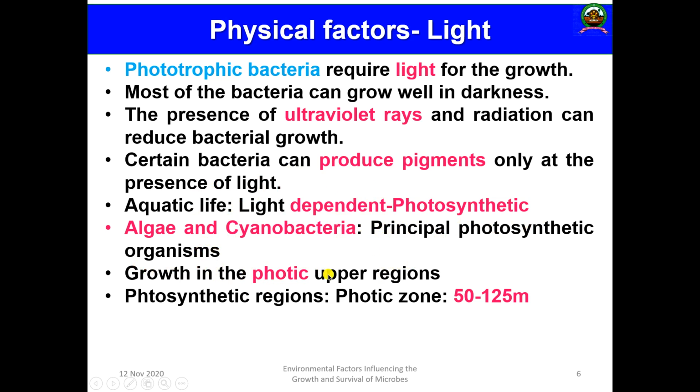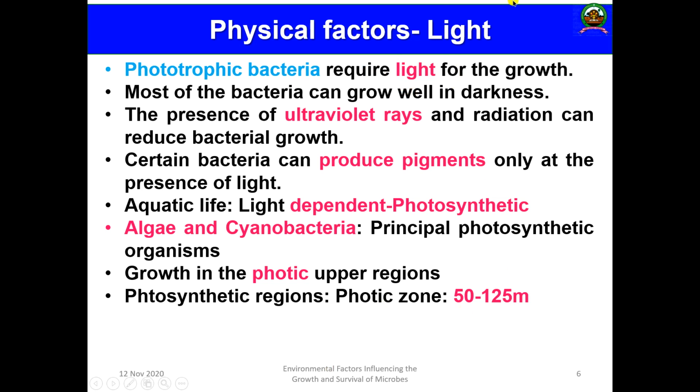And where the light is penetrating in the water body, that region is known as the photic zone. The upper region of the water where sunlight penetrates is known as the photic region, approximately 50 to 125 meters from top to bottom. If you travel from top to bottom in the sea or any river, in that 50 to 125 meter region there will be sunlight, and the microorganisms, algae, green plants, etc. are able to produce their own food material by using this light. That process is known as photosynthesis.